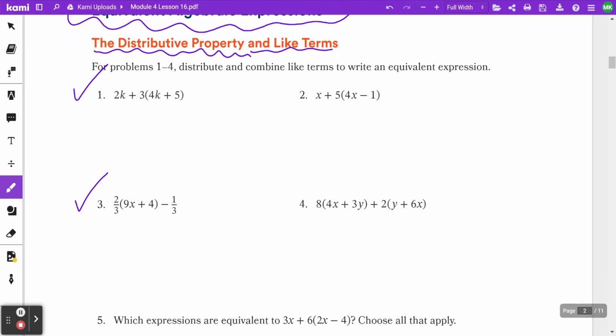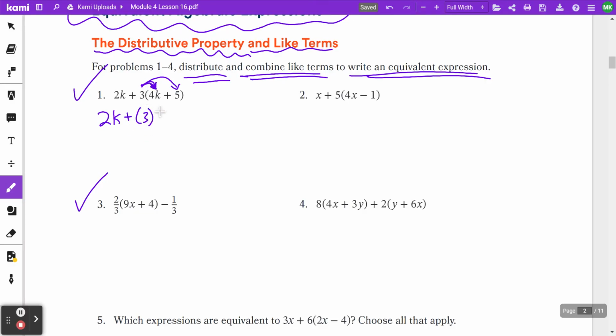All right, so taking a look at this one, they want me to distribute and combine like terms to create an equivalent expression. The first thing I notice is two terms inside of parentheses with a multiplication outside, which means I can distribute. So that's where I'm headed. I'm going to start with a little distributive property area over here. I'm just going to hang on to that 2k plus, and I'll deal with this part here. So here I have 3 times 4k, right?